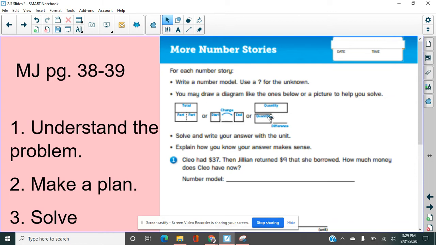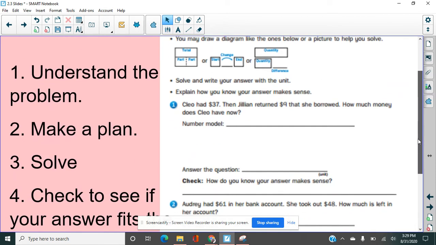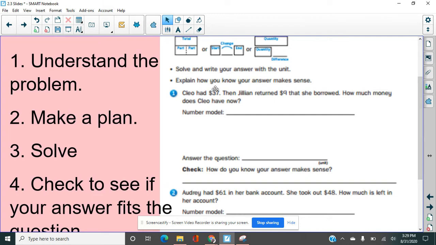If some kind of diagram like this helps you, great. If drawing a picture helps you, great. Do that. Whatever you need in order to take time to understand the problem, that's what you should do. Then we'll solve, we'll write our answer with a unit, and we'll explain how you know your answer makes sense. All right. Here's number one. Cleo had $37. Then Jillian returned $9 that she borrowed. How much does Cleo have now?